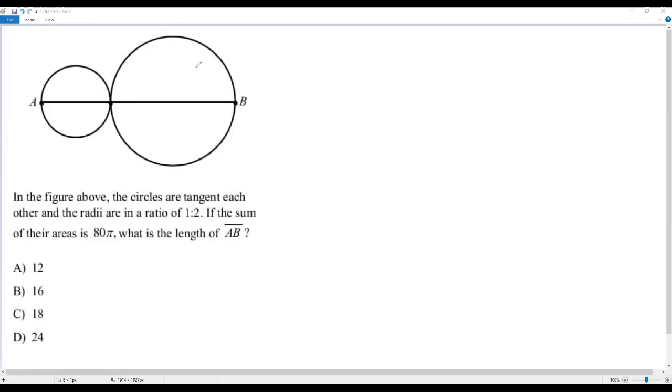Here we have an SAT math problem. Okay, let's go to the question. In the figure above, the circles are tangent to each other and the radii are in the ratio 1 to 2. If the sum of their areas is 80 pi, what is the length of AB?